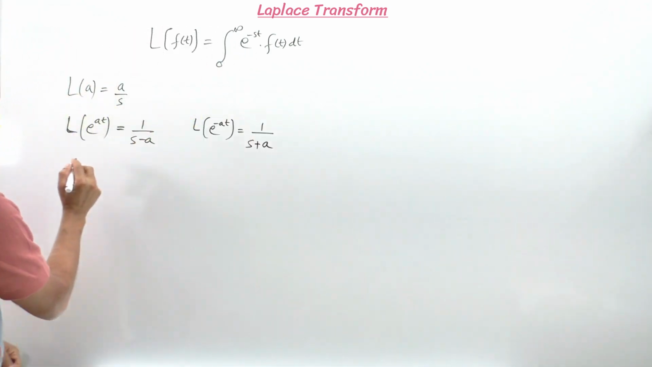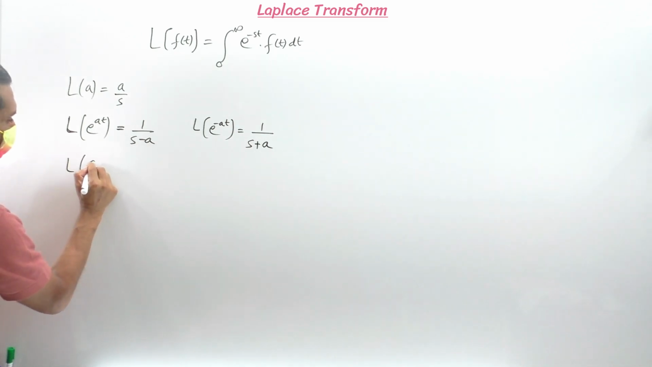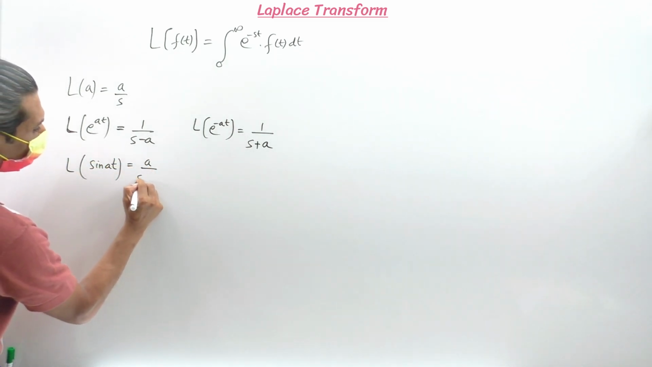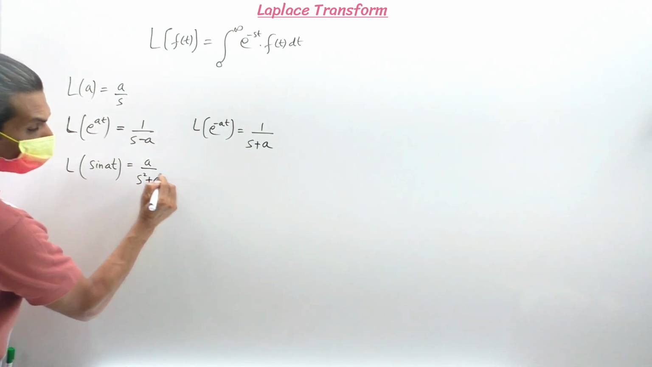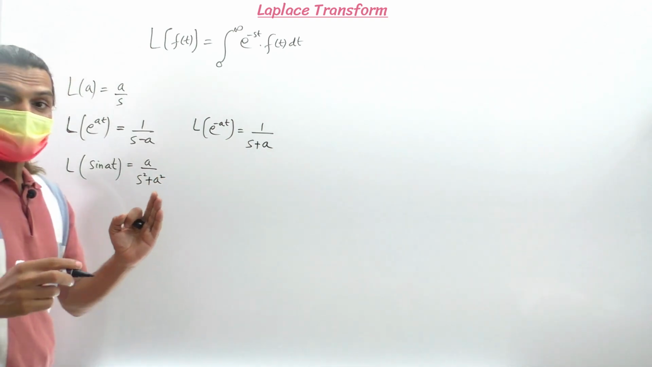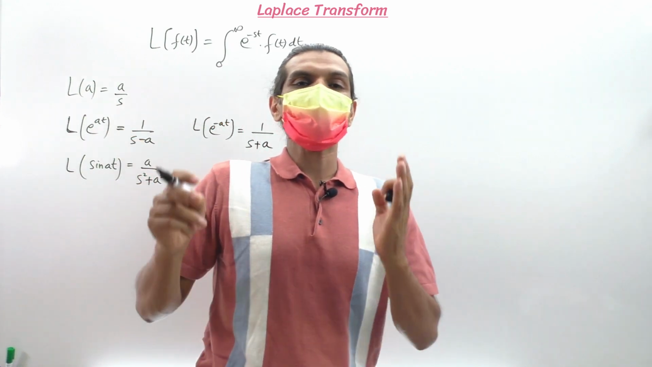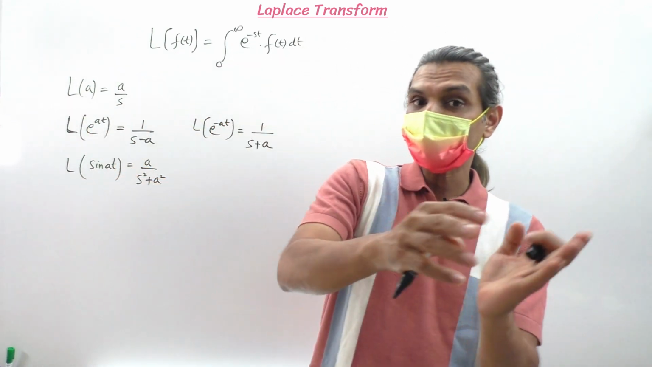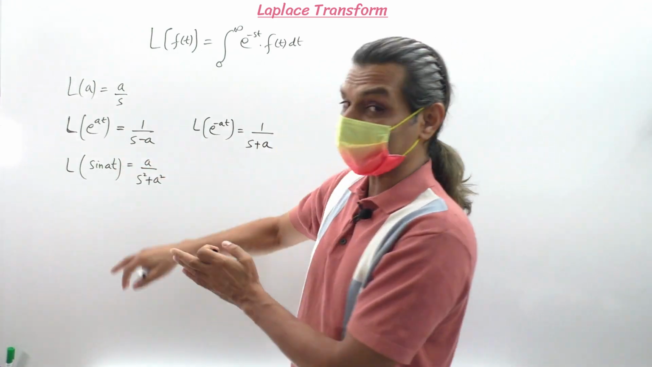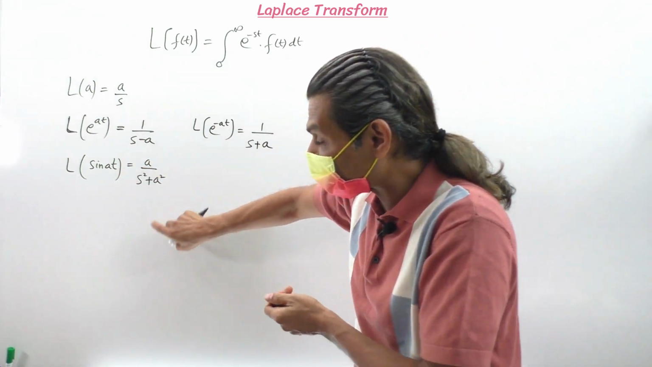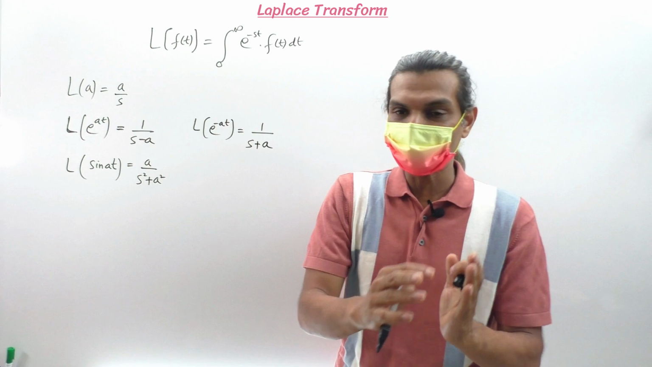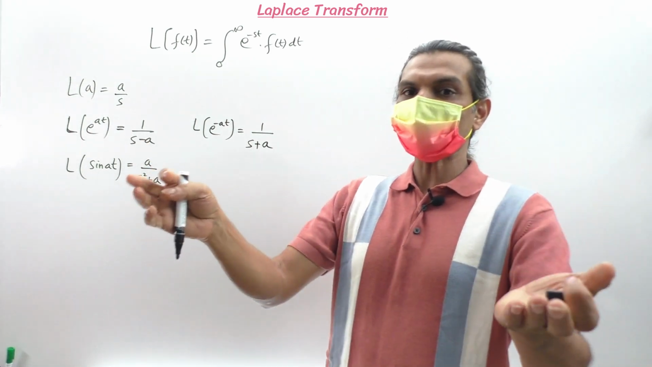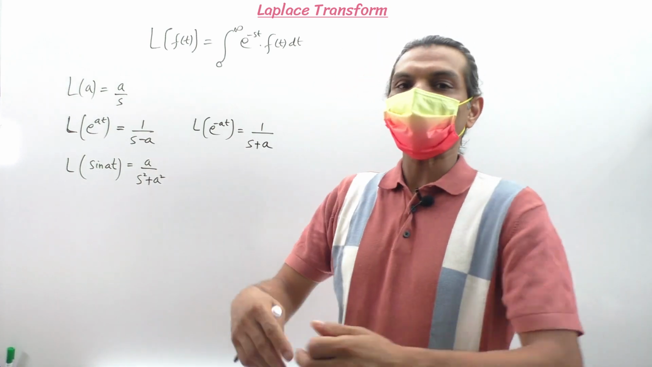Okay. Next, Laplace of sine at will be a by s square plus a square. So if the question is find the Laplace of sine of 3t, what are we doing here? a is 3, sine 3t, a is 3. What is the answer? a by s square plus a square. So Laplace of sine 3t will be 3 by s square plus 3 square, that is s square plus 9. So Laplace of sine 3t will be 3 by s square plus 9. As simple as that.